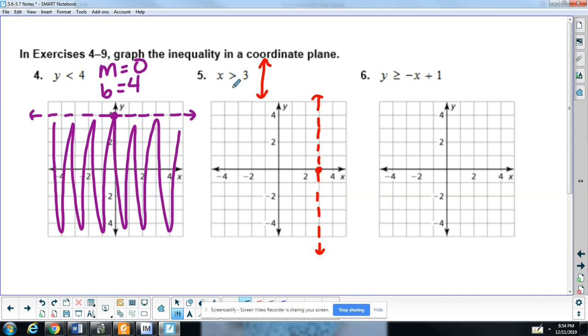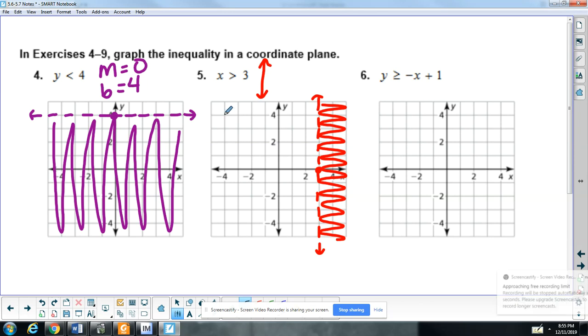Then with vertical lines, this is the trickiest part, is the shading, because is there an above line and a below this line? Well, no, because it is going up and down, straight up and down. We have to the left and to the right. So x is greater than 3. So think about it. Is 2, 1, 0, -1, -2, are all of those greater than 3? Or is 4, 5, 6, 7, those greater than 3? Well, the ones to the right are greater. So we're going to shade to the right. So those are our special circumstances when we have that horizontal and that vertical line.